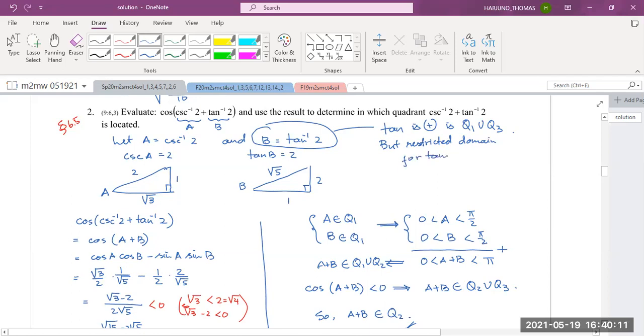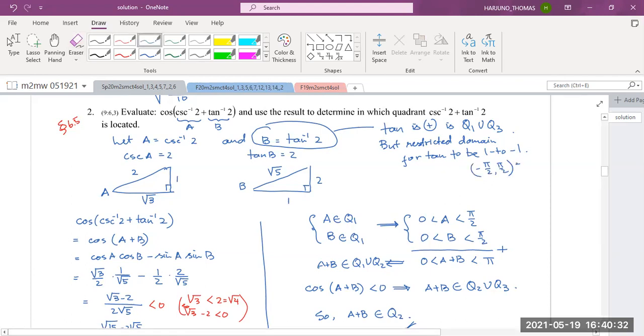For tangent to be 1-to-1, remember that? We restrict that to negative pi over 2 to pi over 2. I'm sorry, without parentheses, without bracket.